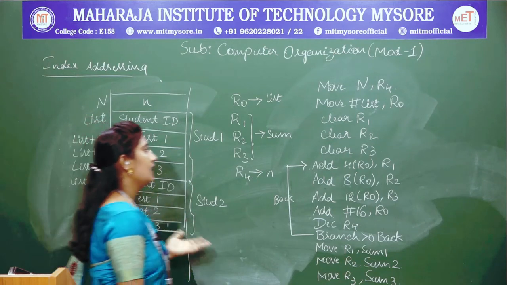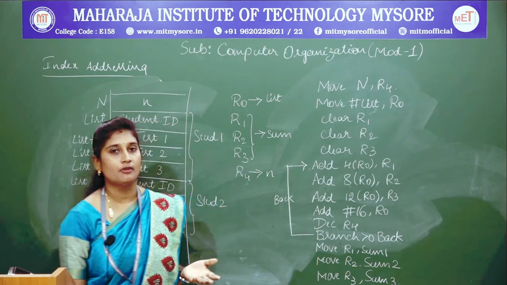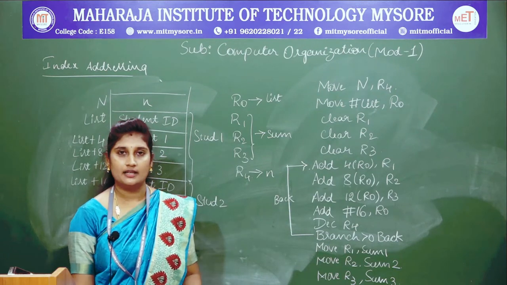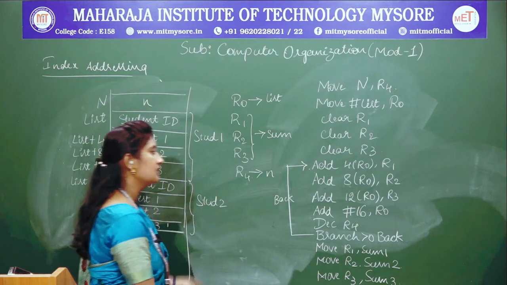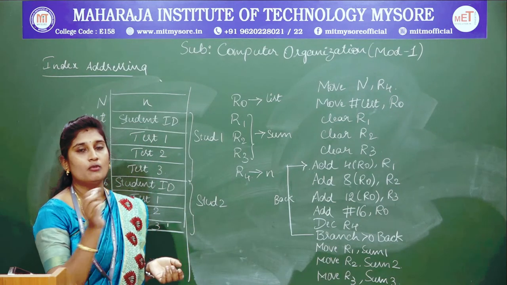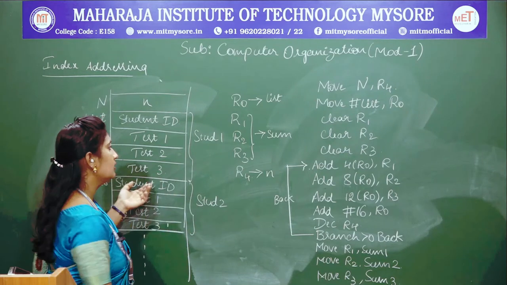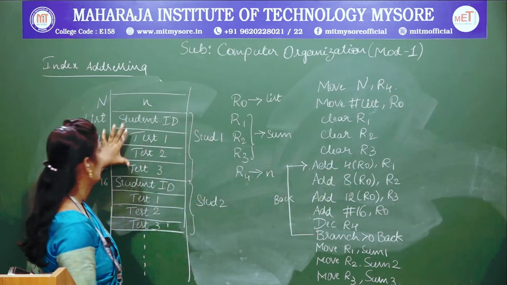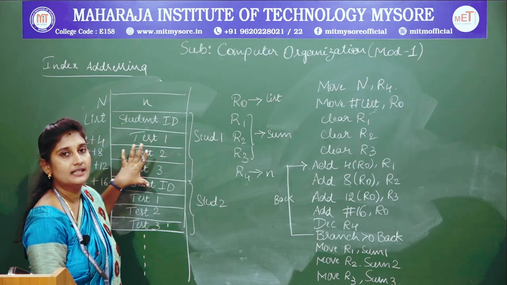Fine. In the previous class we explained this for your indirect addressing mode. The same program is explained here in the index addressing mode, but with a slight difference. In that previous example we were calculating the sum of n students. Here you will be calculating the sum of the test scores for each student in all the tests.